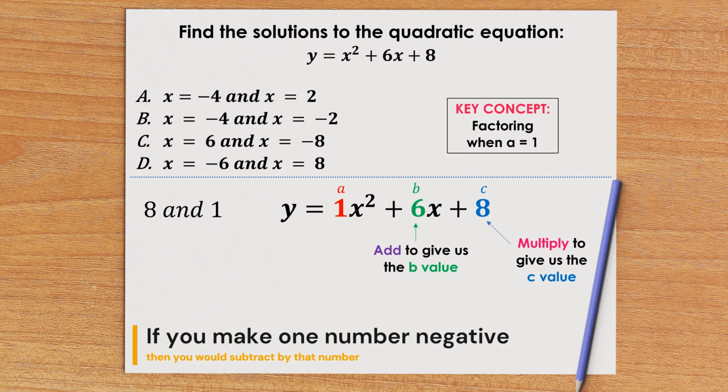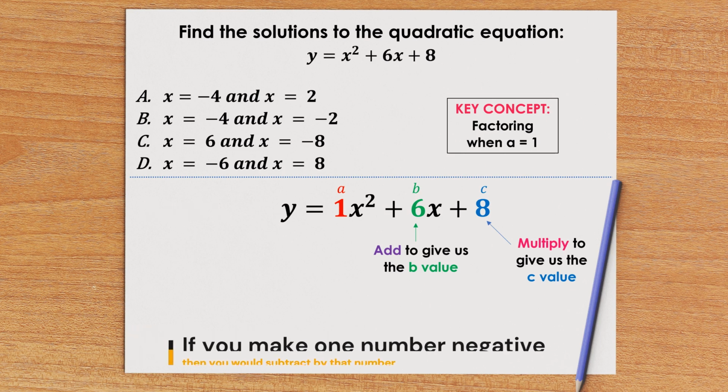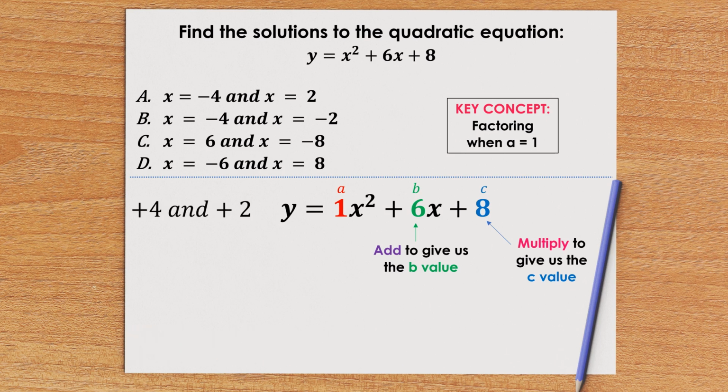So let's try another combination. How about +4 and +2? 4 times 2 gives us 8, and 4 plus 2 gives us 6. Since this combination works, we can write down +4 and +2 like so.